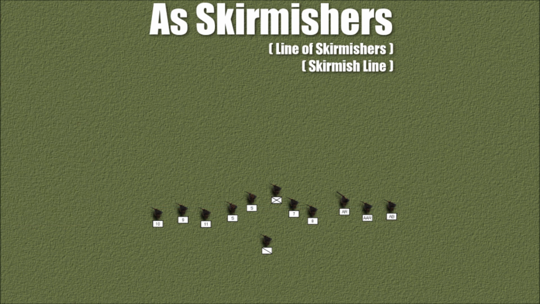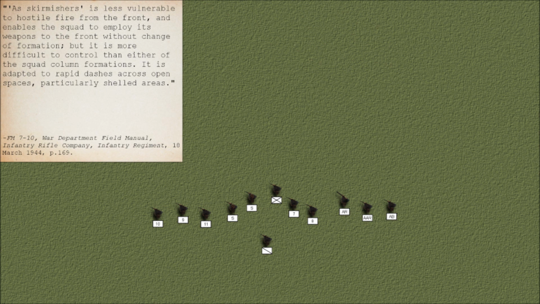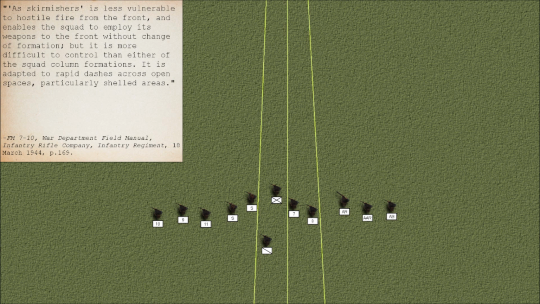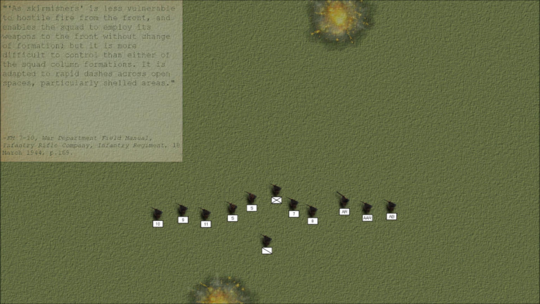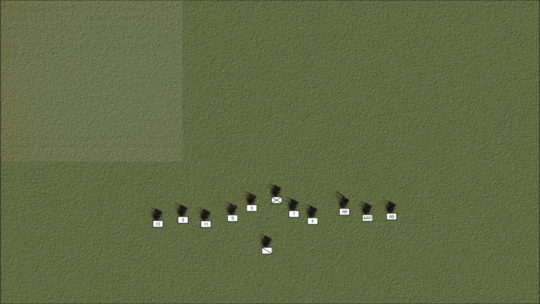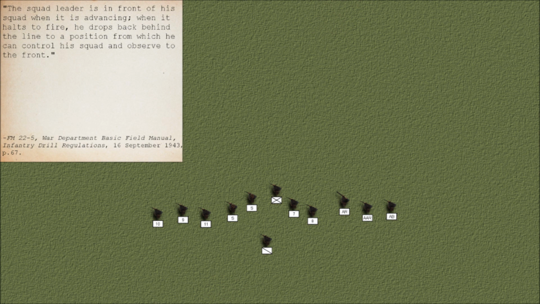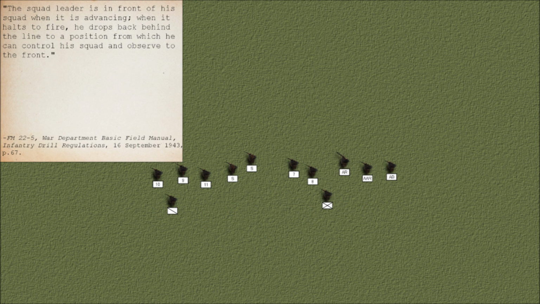During the firefight and assault, soldiers were usually abreast as skirmishers. As skirmishers is less vulnerable to hostile fire from the front, and enables the squad to employ its weapons to the front without change of formation, but it is more difficult to control than either the squad column formations. It is adapted to rapid dashes across open spaces, particularly shelled areas. FM 22.5 Infantry Drill Regulations notes that the squad leader is in front of his squad when it is advancing. When it halts to fire, he drops back behind the line to a position where he can control his squad and observe to the front.